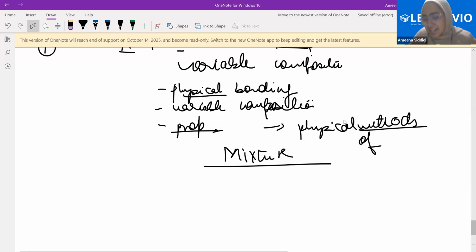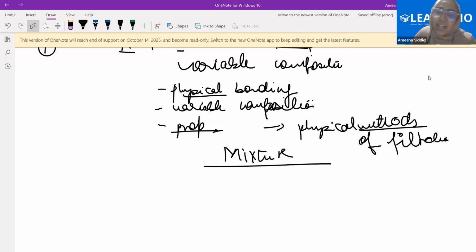Physical methods of separation. I'm coming to your question. I think I've understood your question, and that is, see, filtration is a type of physical method. Evaporation is also a type of physical method. Distillation is also a type of physical method. Let's suppose you're talking about something which is not getting separated out using filtration. We can have other methods which are also physical methods.